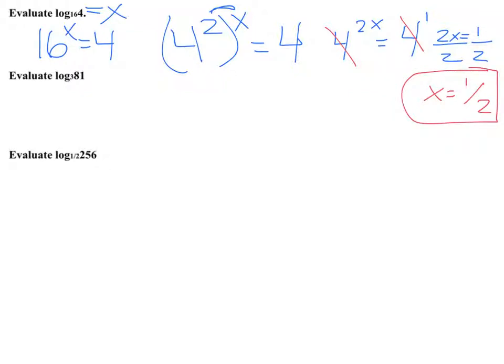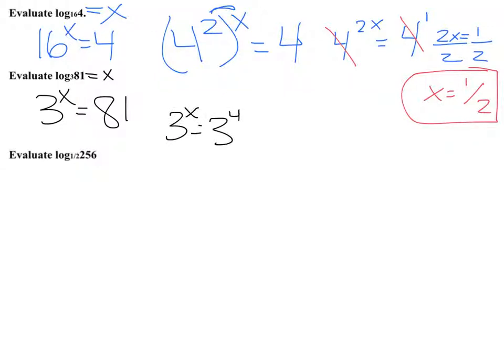In the next example, same thing. We'll set it equal to x. We'll rewrite this as 3 to the power of x equals 81. And I can rewrite the 81 as 3 to the power of 4. So now that my bases are the same and there's no more work to be done, I can cancel out my 3's, and x equals 4 for my final answer.